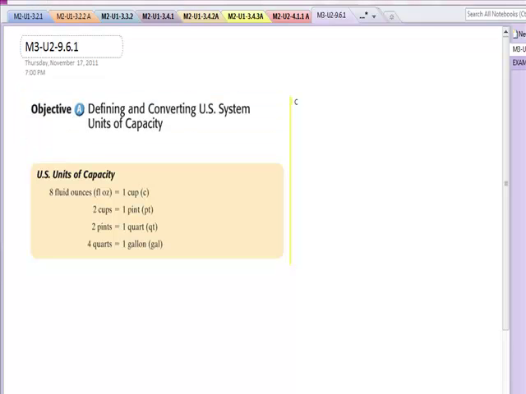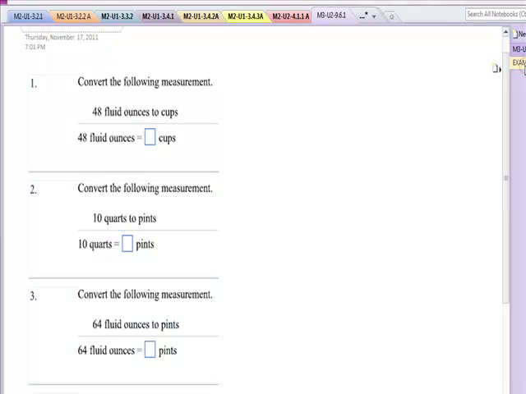The facts that we start with: there are 8 fluid ounces in a cup. 2 cups make a pint. 2 pints make a quart. 4 quarts make a gallon. So I'll be turning these facts into fractions equal to 1.